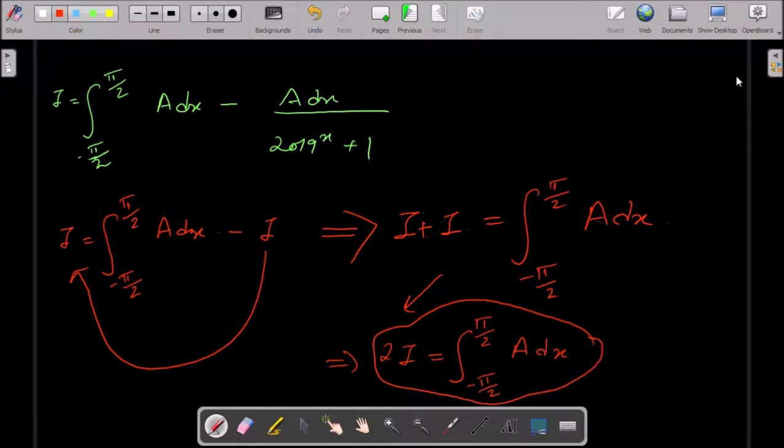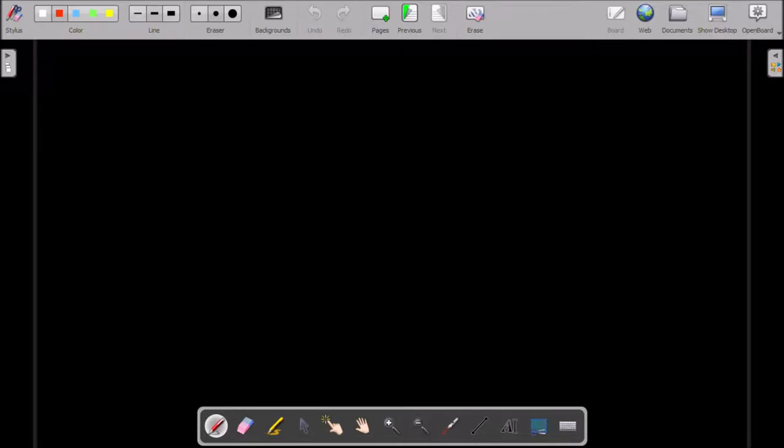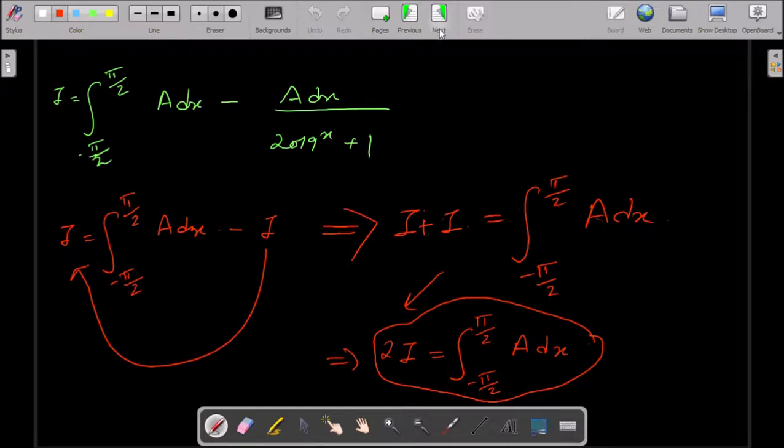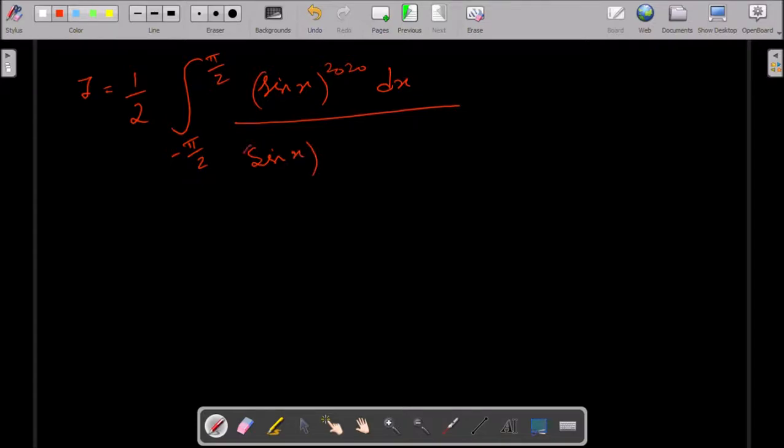Now we will write the value of a on the next page. Okay, I equals 1 upon 2. See here, 2I was there, that's why the integration from minus pi by 2 to pi by 2. What is the value of a? Sin x to the power 2020 dx upon sin x to the power 2020 plus cos x to the power 2020.